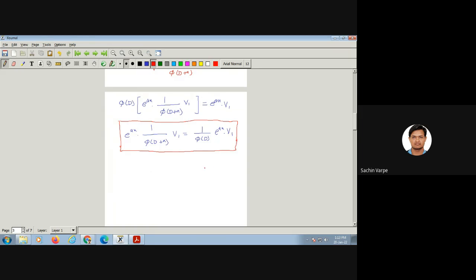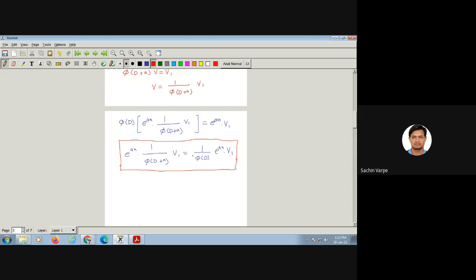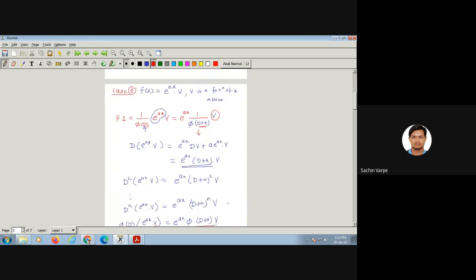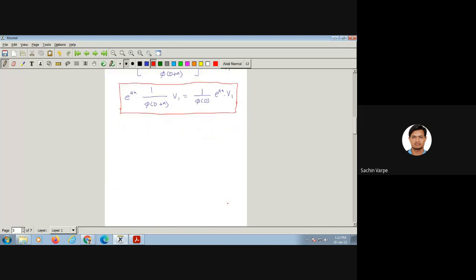So here, to use this case, first of all, an exponential function is necessary. We cannot use it for any function of x. The exponential function must be here, and v can be any function from the above. That is the only necessary thing to use this case.